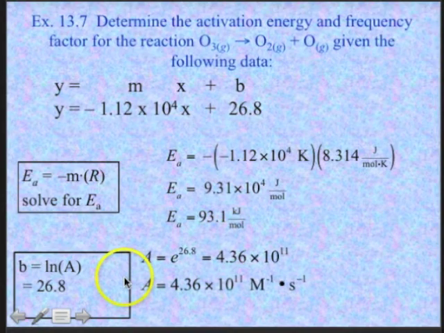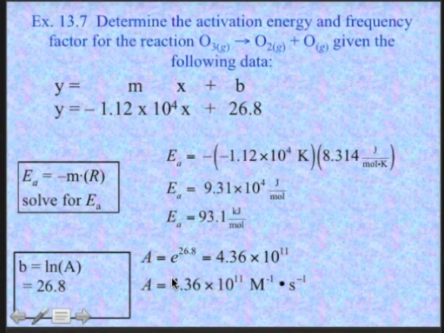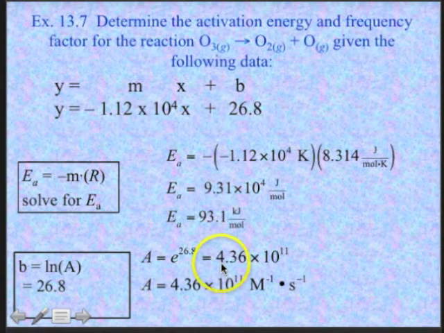As for the y-intercept B, you're going to need to take the anti-natural log of 26.8. So you set that up. Every calculator has a natural log button, and probably a second function e to the x button, and that's the one you'd use. You'd enter 26.8, then second function, so you get e to the x, and you take the anti-log of it, 4.36 times 10 to the 11, and there is your frequency factor.